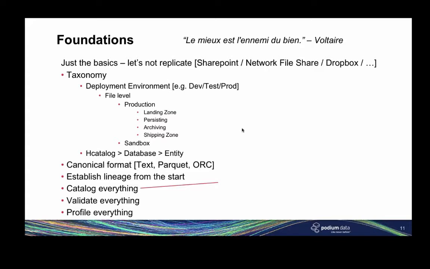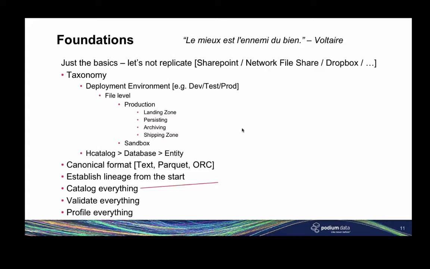Canonical format. This seems really nerdy and boring, but we find that our most successful clients are ones that have said, look, we're going to standardize on Parquet, for example, and have reasons for that. Really, it's not that big a deal, in my opinion. Pick a format that you know is going to be supported by the tools that you're using to read, and that is going to have legs and continue to be supported in the future.